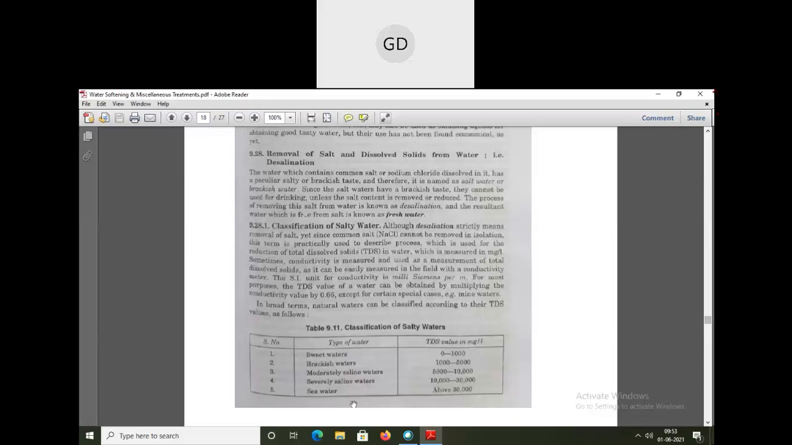So in this chart, you can see it's written here: sweet waters, brackish water, moderately saline water, severely saline water, and sea water. So what are the TDS values given here? You can see in this box.